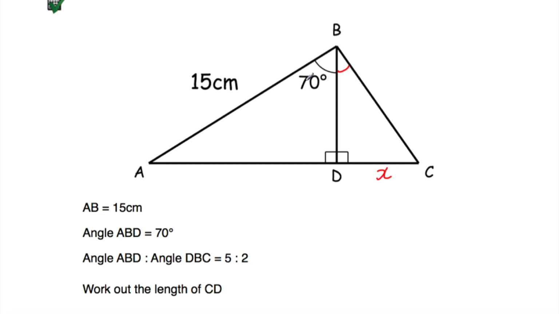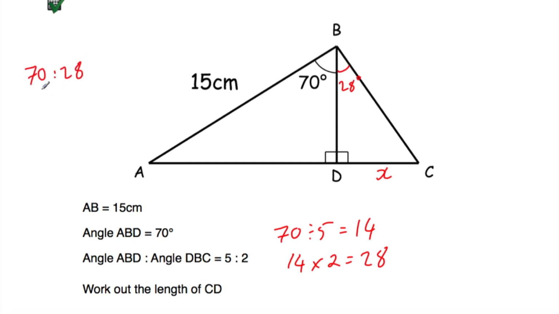So that means if we divide the 70 by its number in the ratio, 5, so 70 divided by 5, that's equal to 14. And then if we multiply by the number in the ratio, 2, that'll tell us the size of this angle. So 14 multiplied by 2 is equal to 28. So that means that this angle is equal to 28 degrees. And we can check that if we write it as a ratio, 70 to 28. We could cancel it down by dividing them both by 7 to get 10 to 4, and we can then halve it to get 5 to 2. So that angle must be 28 degrees.